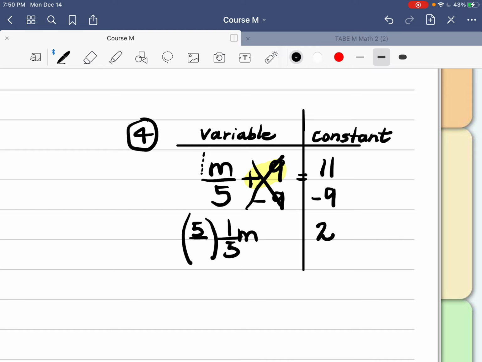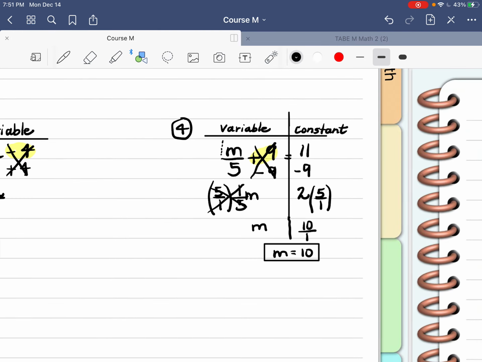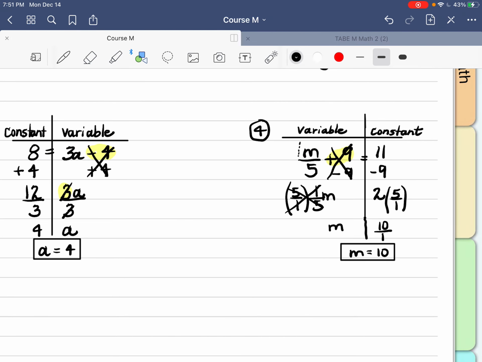Got to do the opposite of 1/5, which is 5/1. Cancel and copy. M equals 10/1. So in standard form, M is 10. That's a pretty tough problem right there. It even looks pretty scary. But if you rely on those processes, you will get your answer.